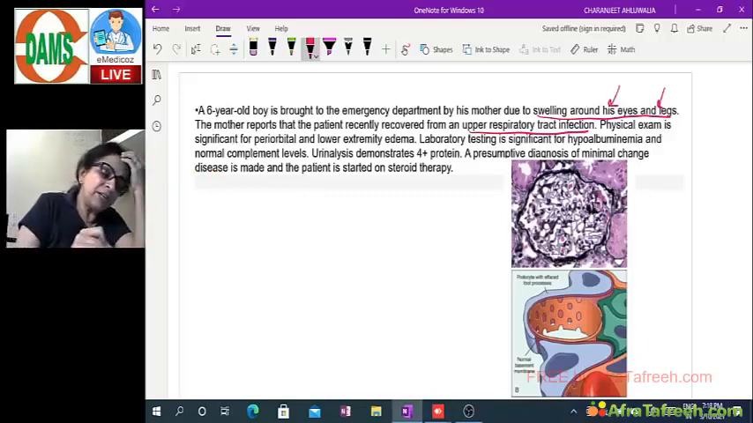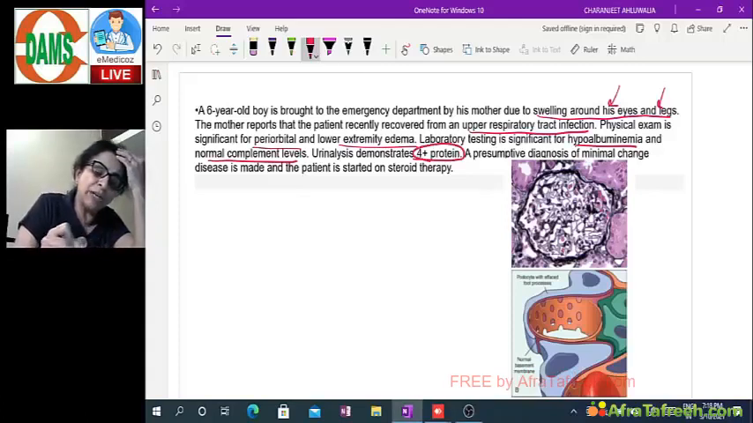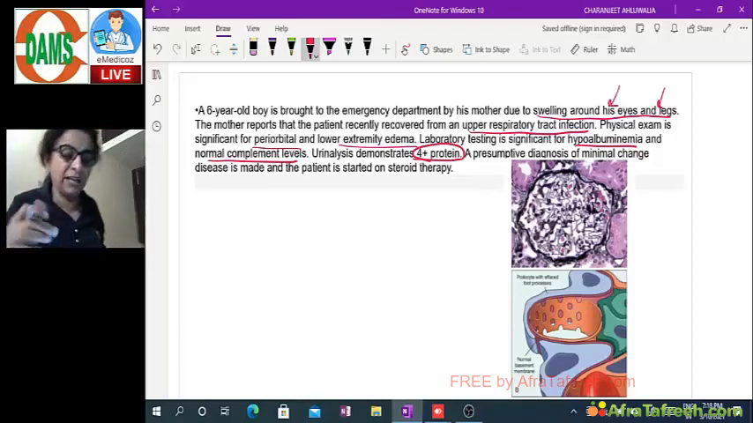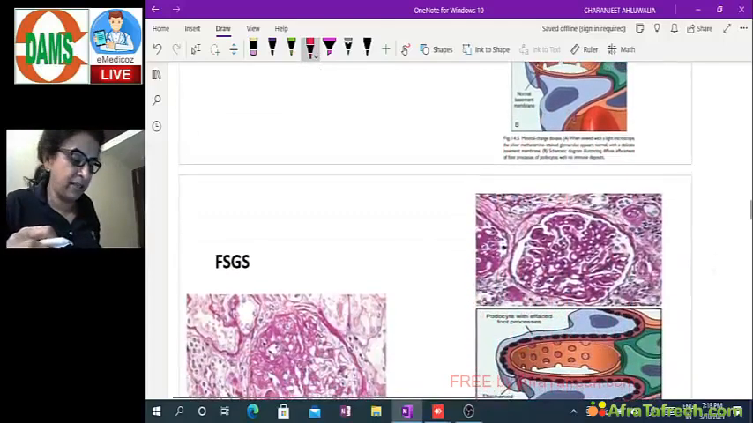A 6-year-old boy is brought to the emergency department by his mother due to swelling around his eyes and legs. Mother says that he had an upper respiratory tract infection. Physical examination shows periorbital and lower extremity edema. There is hypoalbuminemia and normal complement levels. Urine shows 4+ proteinuria. Okay, this is the next question, FSGS, which we will be doing next time.